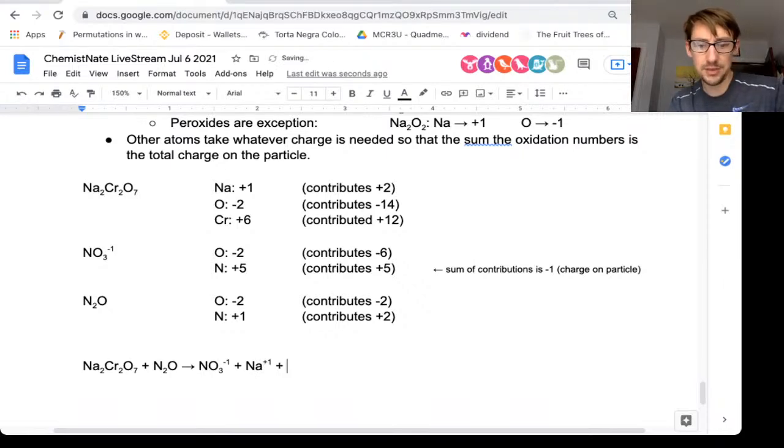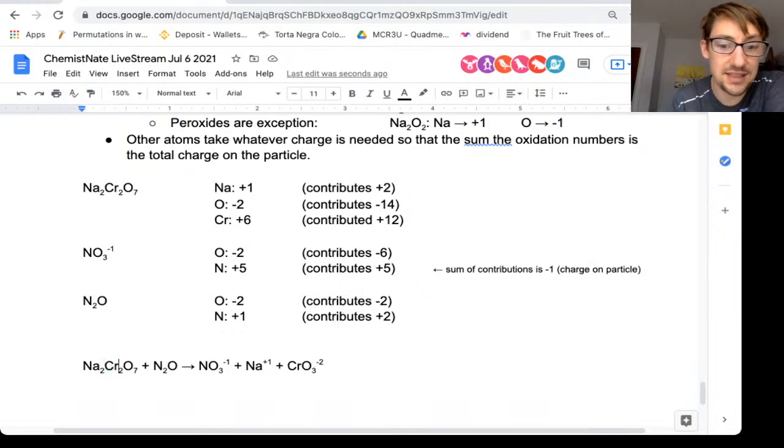And chromium. What does chromium become when it gets reduced? I should remember this, but I don't. CrO2? CrO3 with a -2? Something like that? I don't remember. Anyways, the point is that this Cr has an oxidation number of +6, and then it gets reduced to +4 here. Nitrogen starts at +1, but its oxidation number grows to +5, so it is getting oxidized.